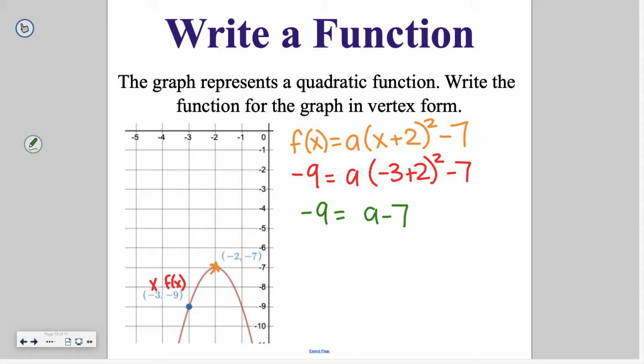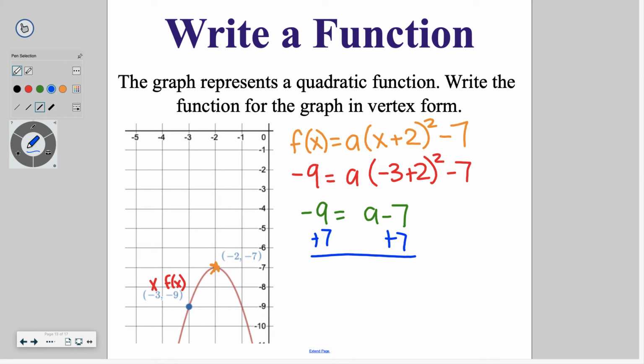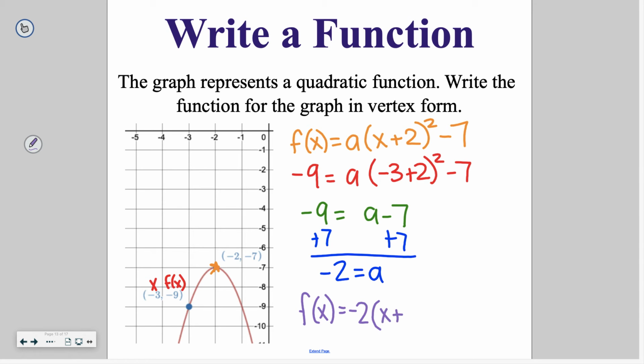Now because it's a 1, I don't need that value here. If it was a 2, a 3, a 1/2, whatever it is, if it's something other than 1, you're going to want to include that coefficient in front of your variable. In this case, because it's 1, I don't need it. I'm going to go ahead and finish solving this by adding 7 to both sides, and I'm going to end up with a value of -2 for a. So my final equation then becomes f of x equals -2, that a value we just figured out, and then x plus 2 in parentheses squared minus 7. So that is the full equation for this graph shown at the left.